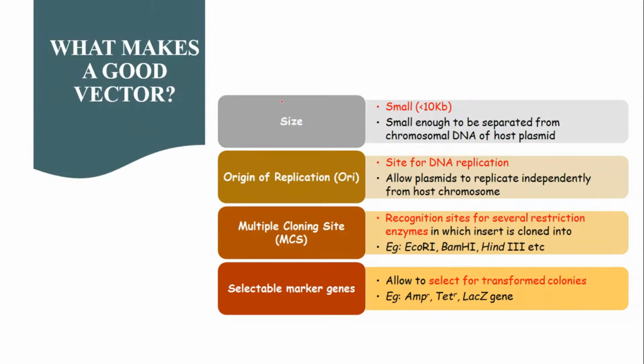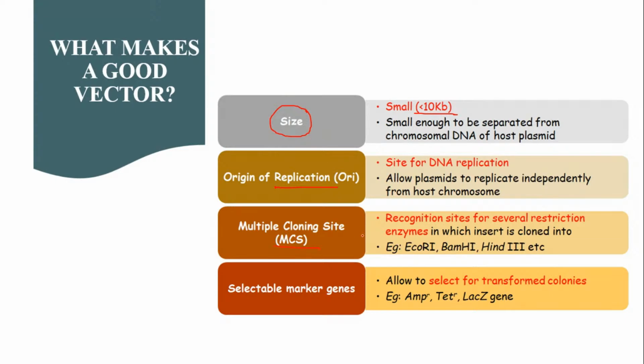So you can use any DNA molecule as a vector only when it has a small size, that is less than 10 kb. Why do we need less than 10 kb? Because it's easy to separate it from chromosomal DNA. Then it should have an origin of replication, because only then will the plasmid or your vector be able to replicate independently from the host chromosome.